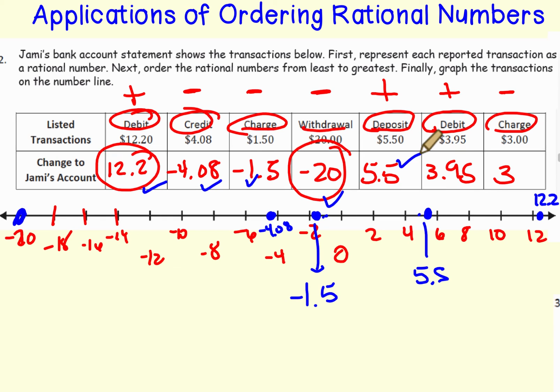3 and 9500ths is very, very close to 4, but it's just a little bit less than 4. So we're going to show it to the left. Now, it's pretty hard doing this with paper and pencil to really show accurately the location. So it's okay if it's just pretty close.